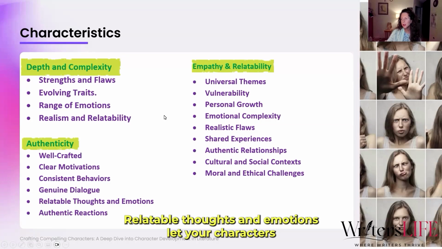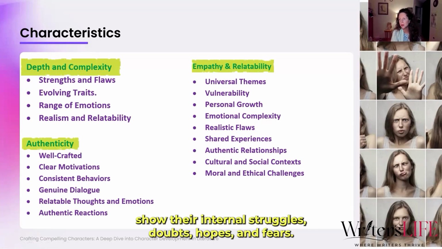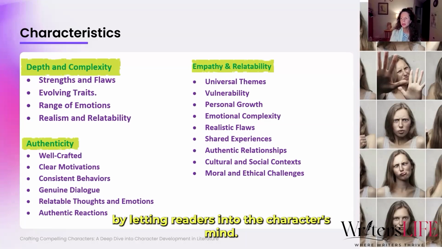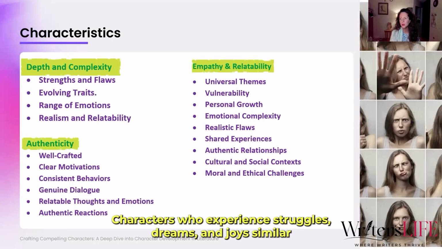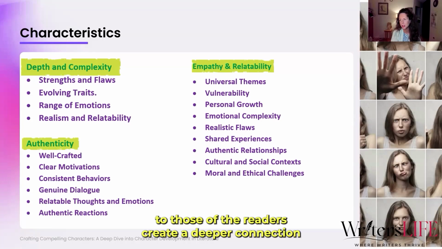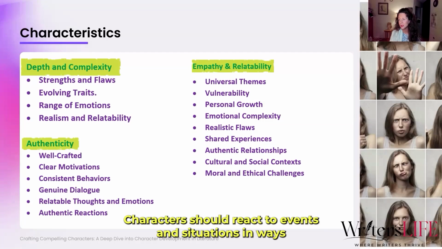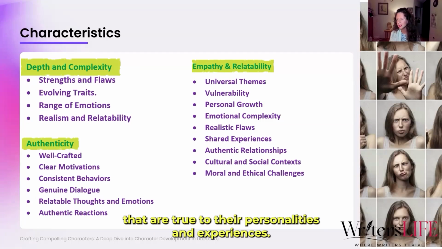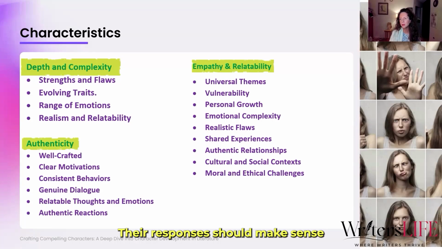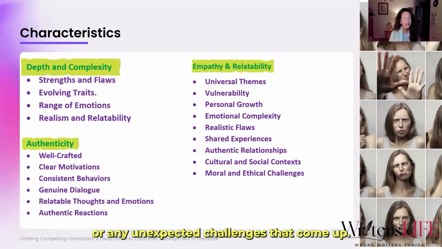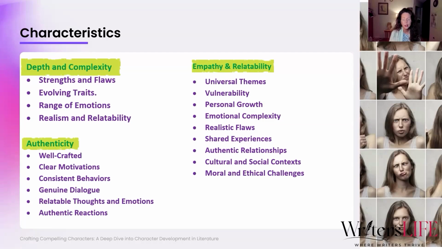Relatable thoughts and emotions. Let your characters show their internal struggles, doubts, hopes, and fears. Writers can create a deeper emotional connection by letting readers into the character's mind. Characters who experience struggles, dreams, and joys similar to those of the readers create a deeper connection. And authentic reactions. Characters should react to events and situations in ways that are true to their personalities and experiences. Their responses should make sense, given what readers already know about them. This may include how they handle conflict, excitement, sadness, or any unexpected challenges that come up.